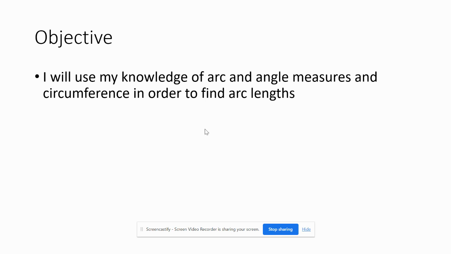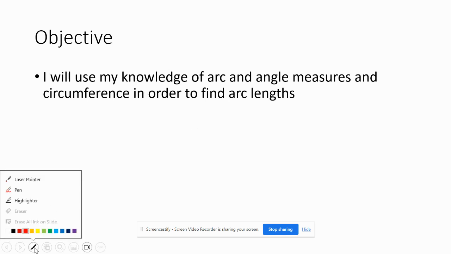So far we've talked a lot about arc and angle measures, and measures are what you're familiar with working with. So things like, oh, this measures 60 degrees, or it measures pi over 3 radians. They're ways of describing how much of a circle is taken up, right?